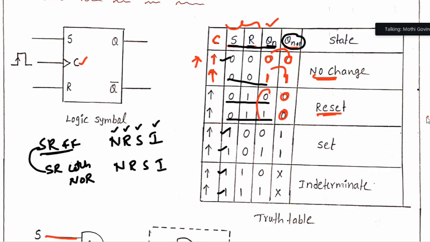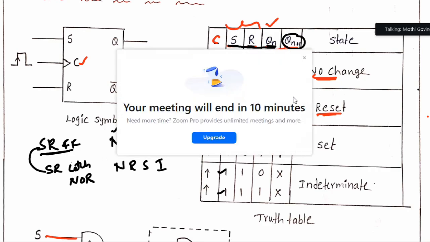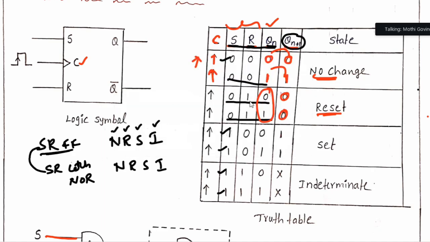Independent of the previous or past output, my next state is always 0 0. Next is the set state. Set means 1 1. Independent of the previous states or past outputs, I'm going to get 1 1 as my output. For the invalid case, independent of whether the past state is 0 or 1, the output is a don't care condition. We cannot find it, it is undetermined, and that's why it is called indeterminate.